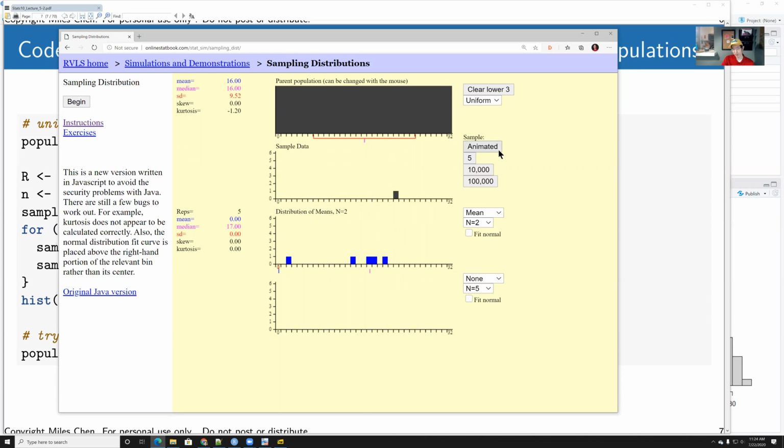So what do you think will happen? I don't want to keep clicking this over and over again, so I can start adding 5 at a time. Okay, so here's a preview of what it looks like after 100 samples of size 2.